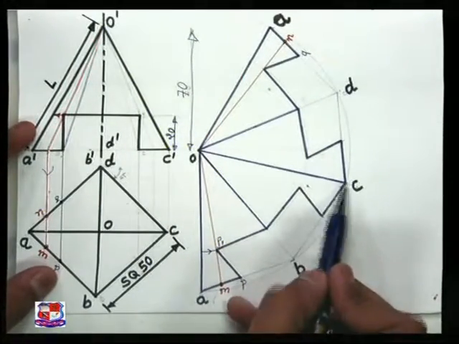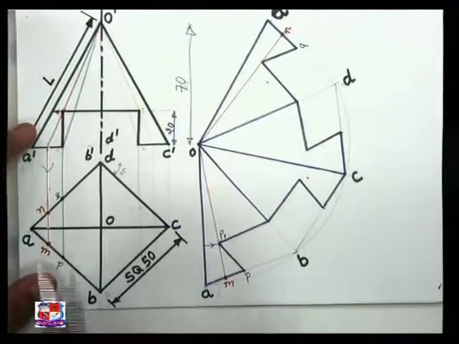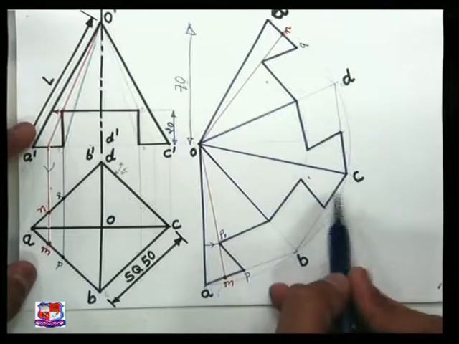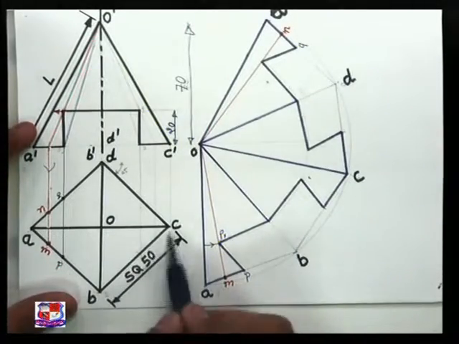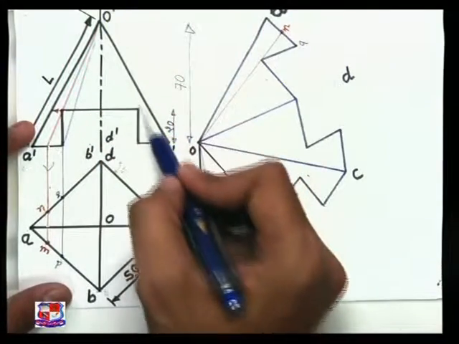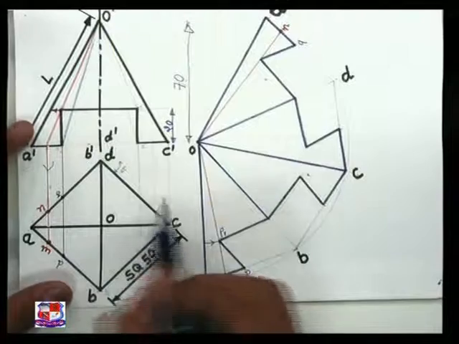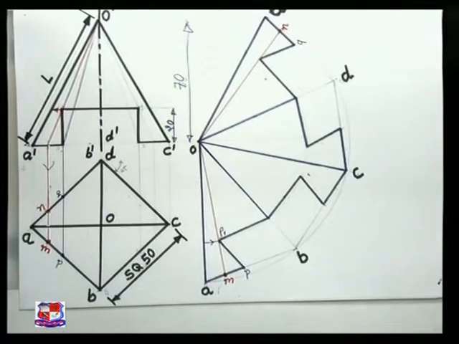This and this. To pick up this point, what should we do? This point is between B and C. From this point, draw a generator like this that will cut over here at 2 points. One point is here. Let me draw that.